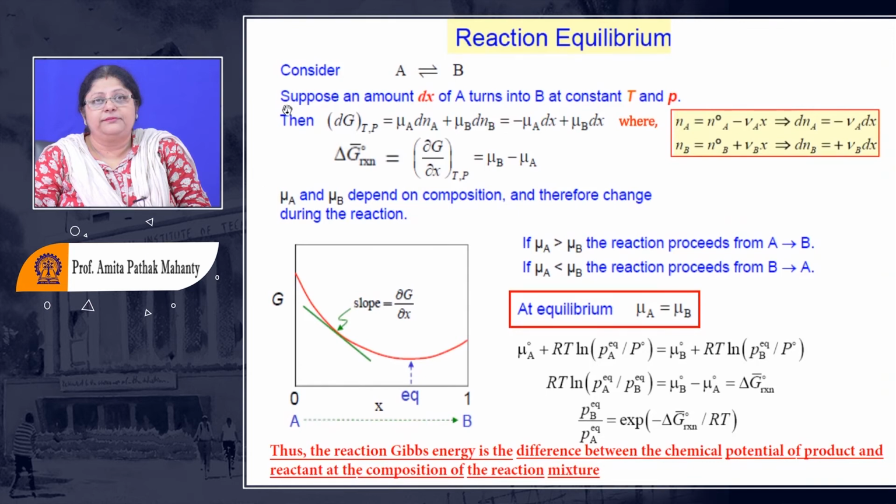So suppose dx amount of A turns to B at a given temperature and pressure. How do I write that in terms of the delta G? Delta G we know from the fundamental equations. Delta G at a given temperature and pressure for a particular system is the chemical potential of A into the total change of moles of A, plus the chemical potential of B into the total change of moles of B. Now, what is the change in A and B? What is the change in number of moles of A and B? I say let dx amount of A be converted to B.